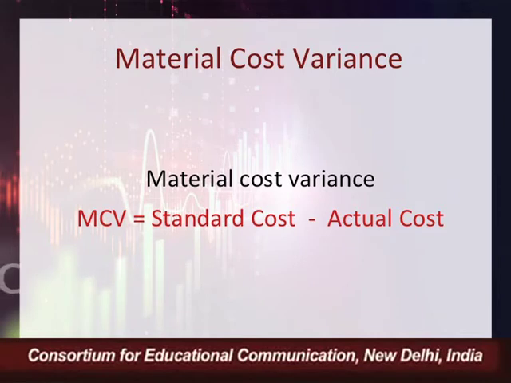The formula goes like this: material cost variance is equal to standard cost minus actual cost. Now this material cost variance is the sum total of two components. If a variance comes, what can be the possible reason for it? The reason we can attribute to this difference or variance is price or usage. It can be due to price or due to usage of material, or it can be attributed to both of them, partly from usage and partly from price.